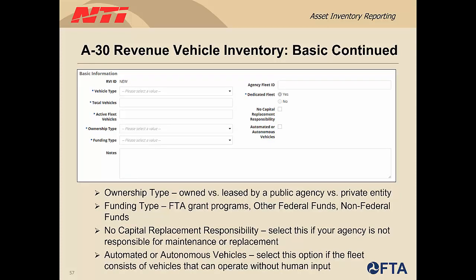Next, you will select the ownership type for the fleet, where you will indicate whether the fleet is owned or leased by your agency and whether you are a public or private entity. Funding type is the next field, and this should reflect the major source of funding that was used for the vehicle fleet. The last two items on the basic information section are two checkboxes. The first is to indicate if your agency does not have capital replacement responsibility for this particular vehicle fleet. The second one is to indicate if the fleet has automated or autonomous vehicles.